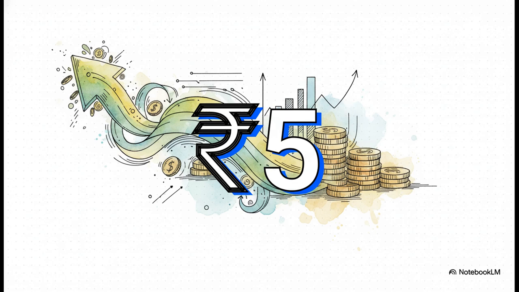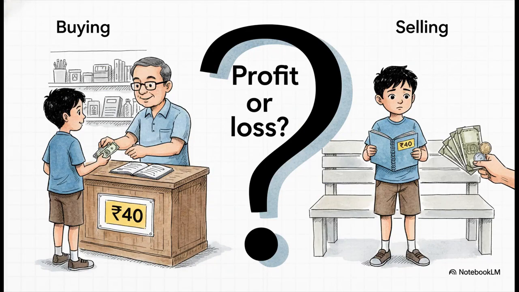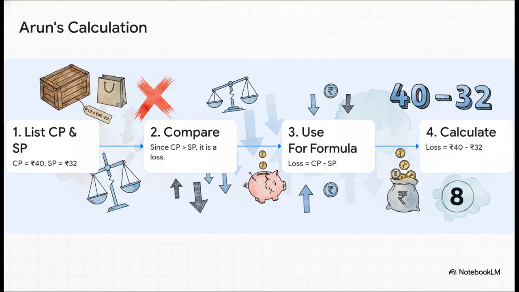Fantastic. Now that we've seen how a profit works, what does a loss look like? All right, new situation. Let's meet Arun. He bought a notebook for 40 rupees, but then he ended up selling it for only 32 rupees. Just looking at those numbers, what does your gut tell you? Profit or loss? You got it. It's a loss. Since the cost price of 40 rupees is bigger than the selling price of 32 rupees, it has to be a loss.